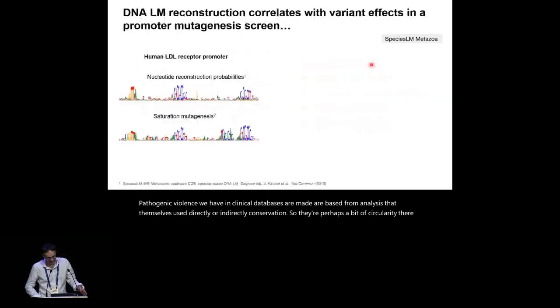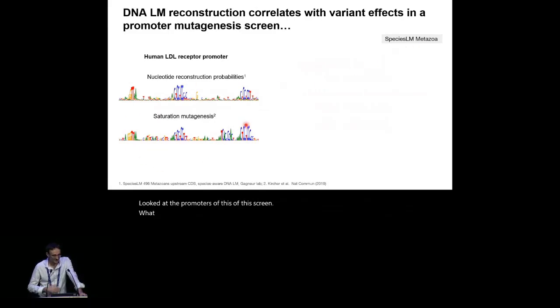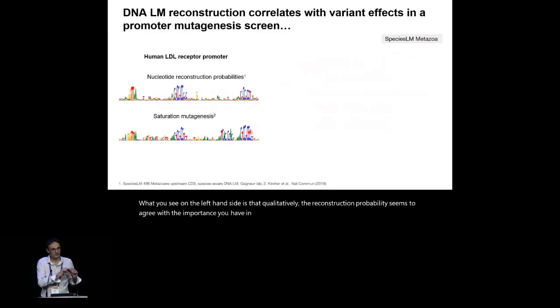And to have an analysis that is independent of this issue, we looked at a saturation mutagenesis. The model we're using here, called species LM metazoa, is trained close to the start codon of metazoan genes. So it typically contains 5' UTRs, and also promoter regions. So we looked at the promoters of this screen. What you see on the left-hand side is that qualitatively, the reconstruction probability seems to agree with the importance you have in this reporter assay, in which every base in this piece of DNA has been mutated, and the effect on transcription of a reporter gene is measured.